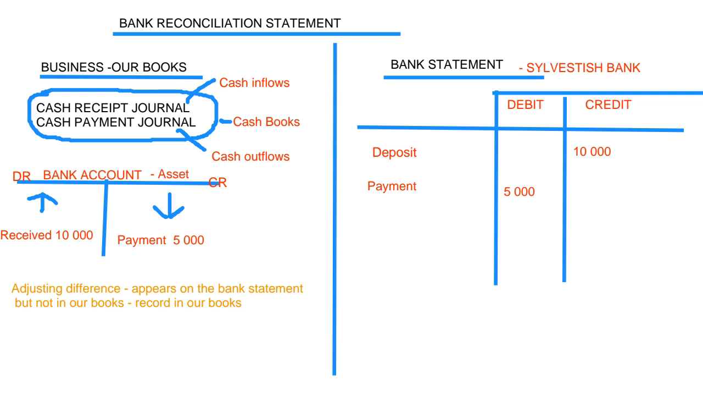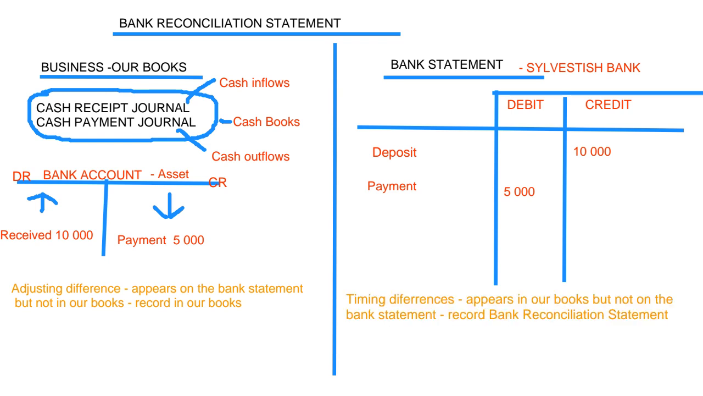So you will see, we're going to have an exercise. Whatever we find in our books, we're going to record them under the bank reconciliation. For now it can be a little bit confusing, but I want you to understand this first. It's very important.